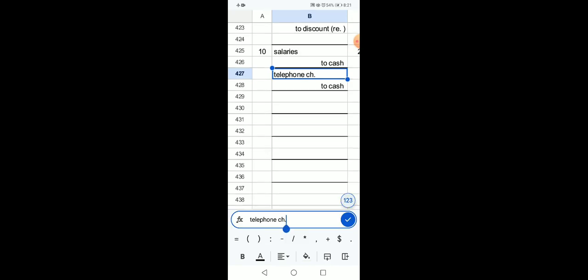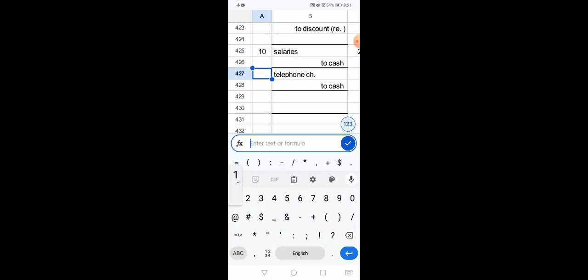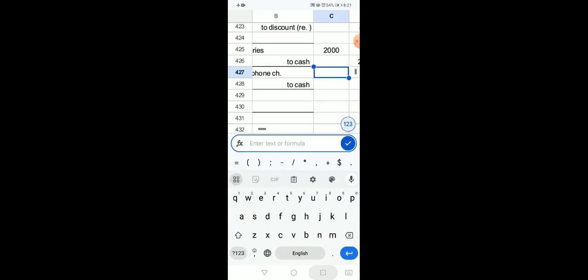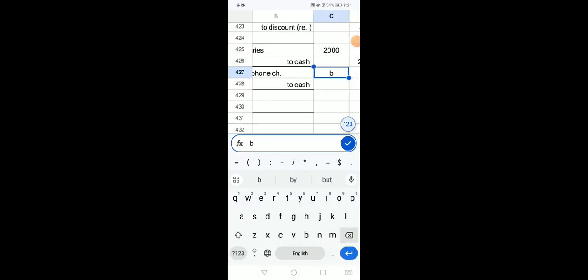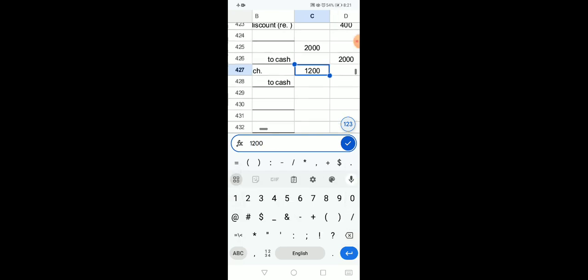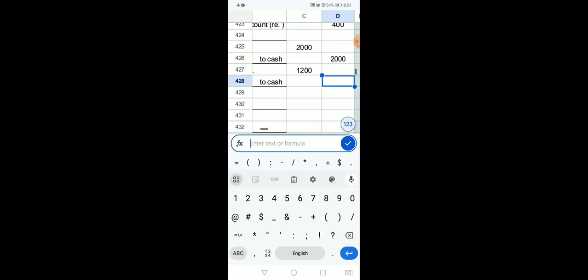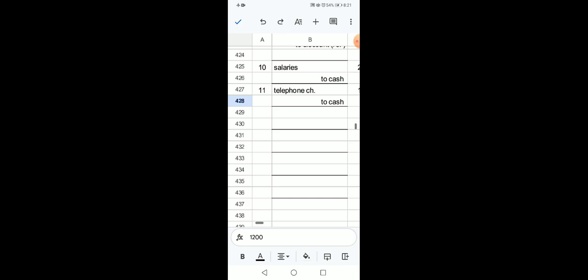This was entry number 11, so you will mention date 11 over here. And what was the amount of telephone charges? Telephone charges are 1200, so you will mention 1200 on debit side, and same amount you will put on credit side. In this way entry has been completed. Entry number was 11. Now let's see what is next.